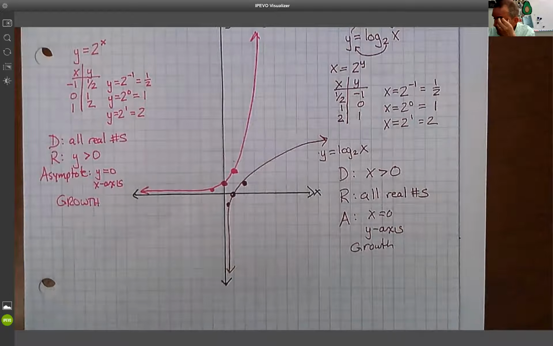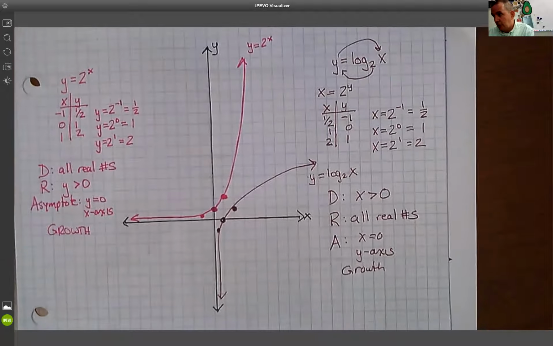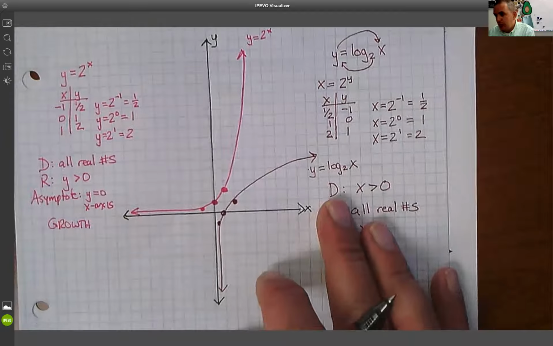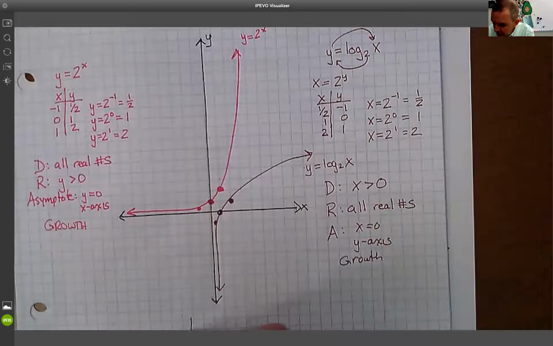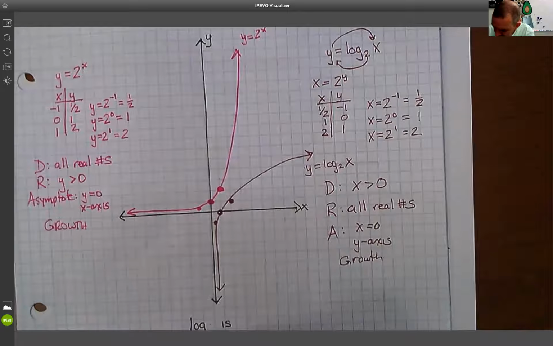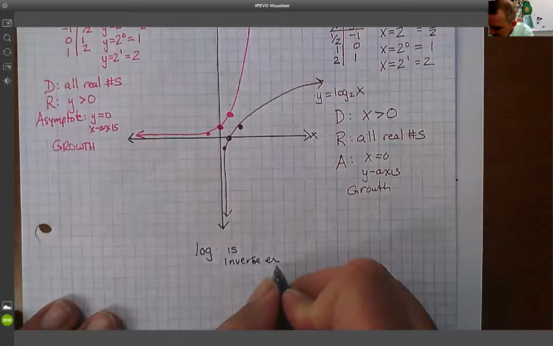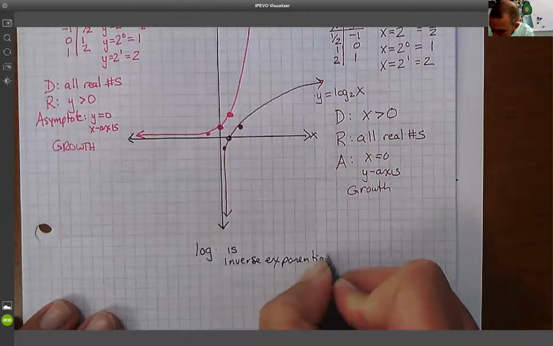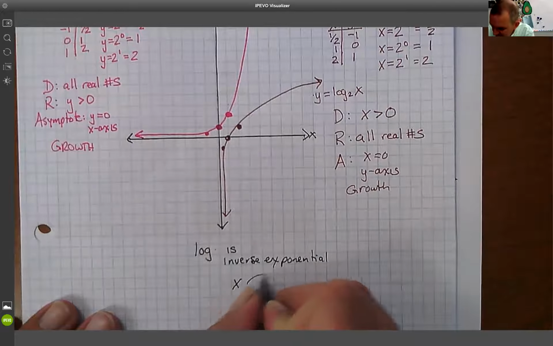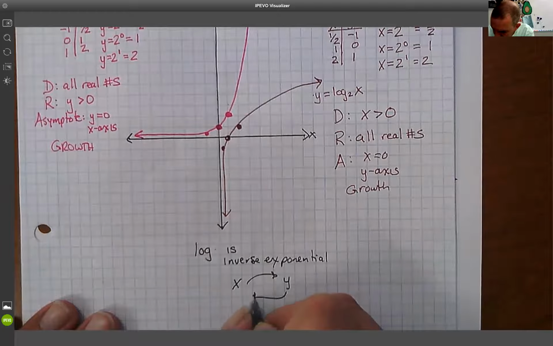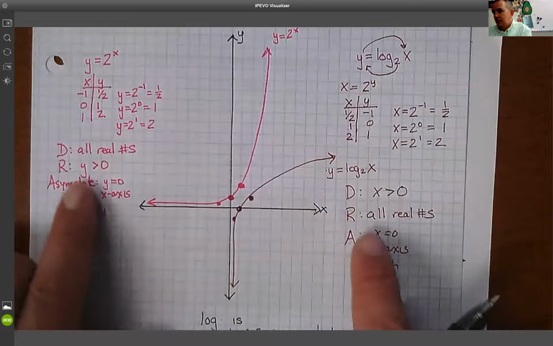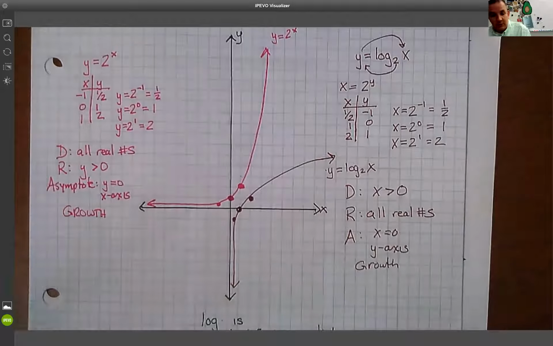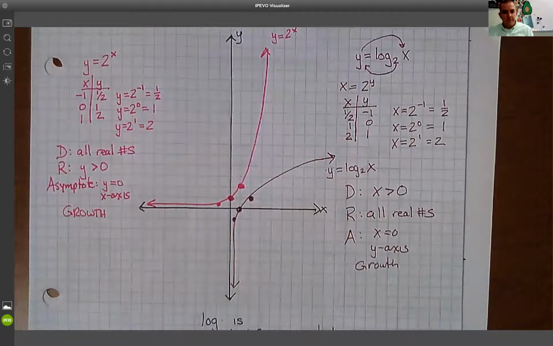So this is what we did today. We graphed logarithmic functions, and we followed the same pattern. And really what I wanted to show you is that the log is the inverse of the exponential. What it means is, since it's the inverse, the x's and the y's switch roles. So again, the numbers switch position, the domain and range switch, and the asymptote switches. That's basically what we're dealing with when we're dealing with a logarithmic function. And then we practiced graphing them.